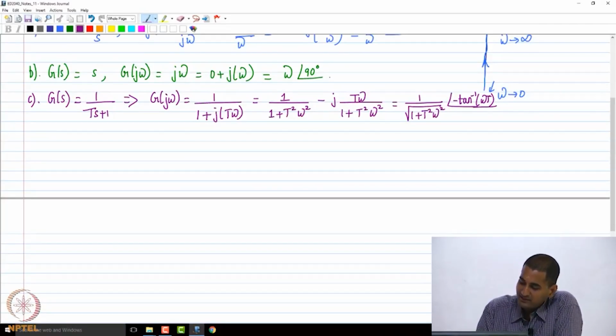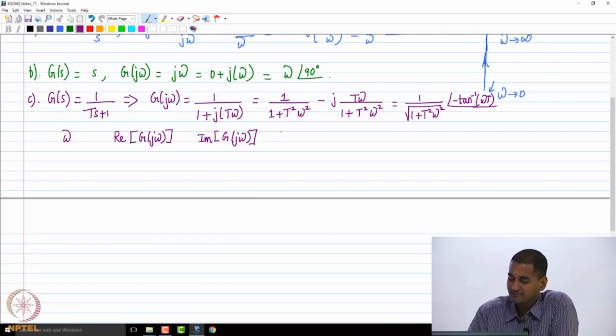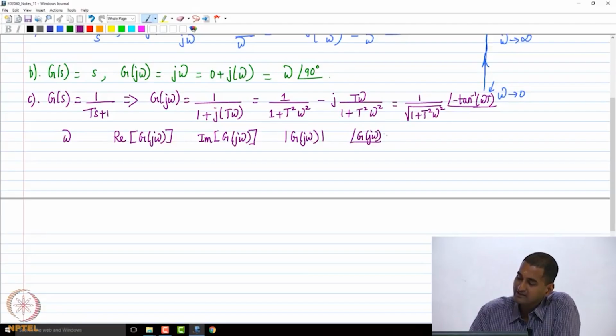Typically it is useful to construct a table showing what happens to the real part of G of j omega and the imaginary part of G of j omega at various critical values of omega, and also its magnitude and phase. So, let us say we construct a table like this.